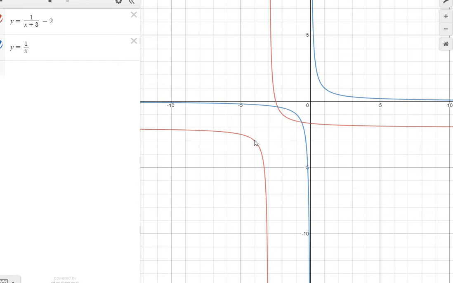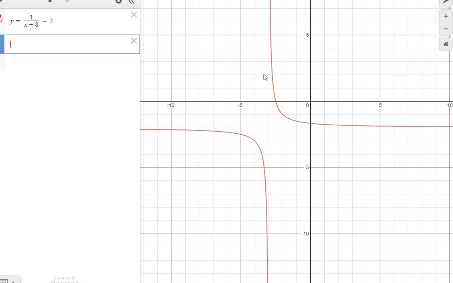The second one, your value at 1 over x minus 6. Now you can see here the x is getting closer and closer to 6, but it's still approaching our axis here, our x-axis.